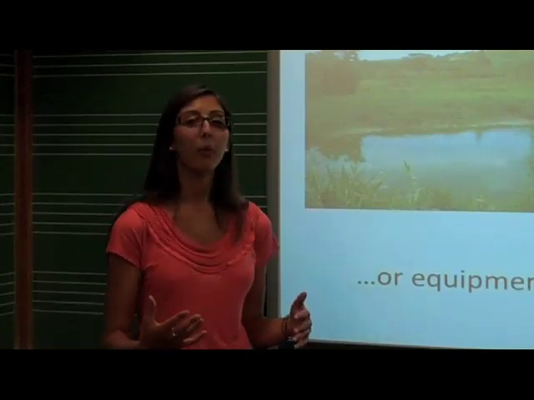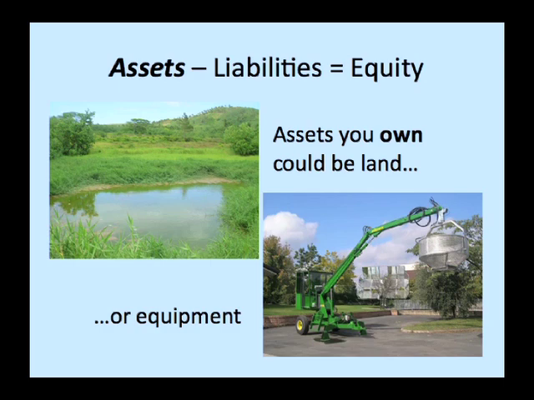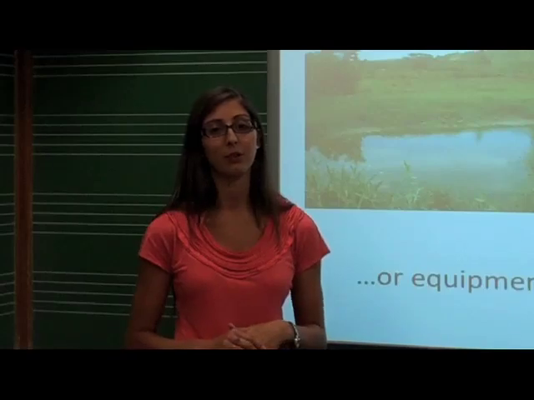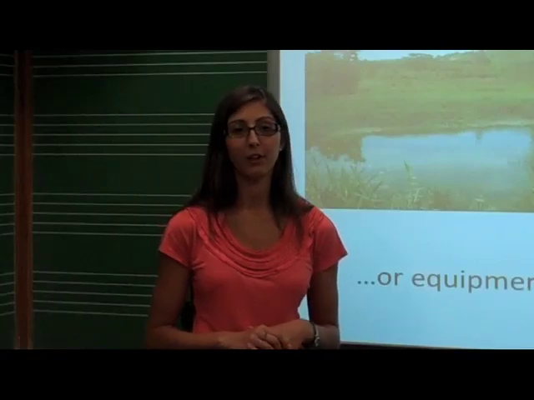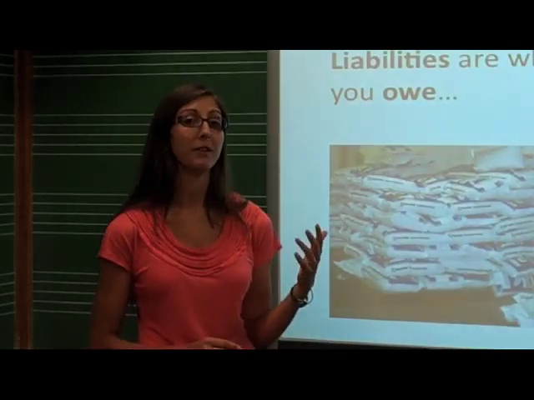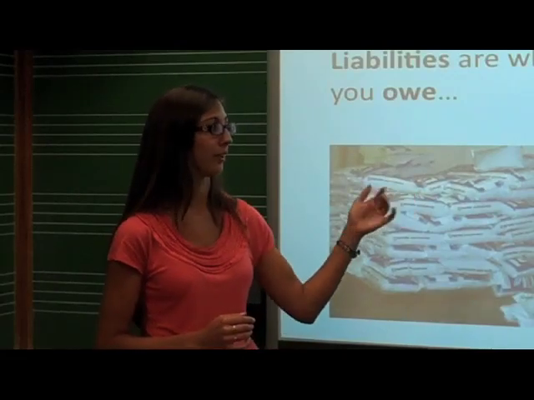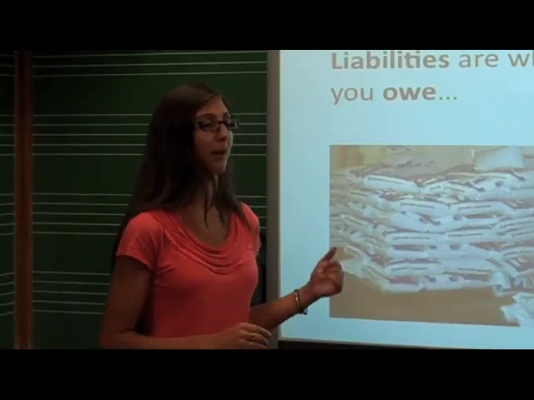So let's think about what some assets could be in your farm, and particularly in your fish farm. Assets are anything that you own. They could be land, your pond is a piece of land, or equipment such as a crane used to harvest your open ocean fish, or maybe a tractor that you use on the farm. Liabilities are what your business owes. You might have an operating line of credit through Farm Credit Services or your local bank, or you could have outstanding bills to the feed company, for example.